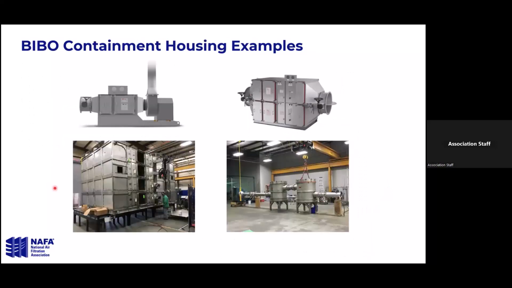So from a bag in, bag out containment housing example, this rendering here in the top left hand corner is going to be a typical arrangement for an isolation room. So on this one, you've got your damper, you've got a pre-filter, a HEPA filter, and then you've got your fan pulling that exhaust and exhausting it out.